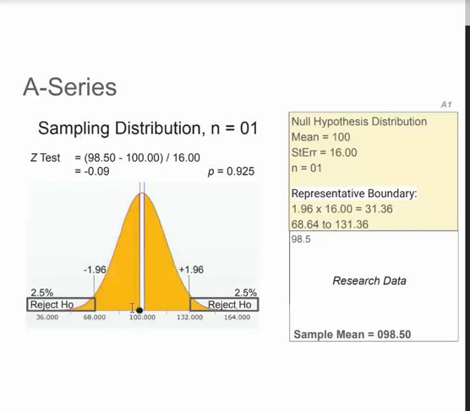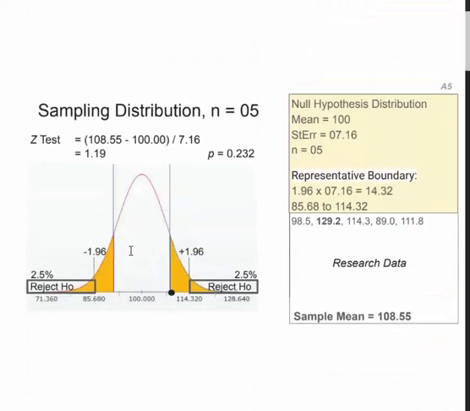So we retain the null hypothesis here, and our z-test was a negative 0.09, so that's pretty close to 0. It's pretty close to the population mean as specified by the null. Our p-value is really big, p of 0.925. Largest it could be would be a 1. So yeah, all this is going to be a null hypothesis in this case that we retain.